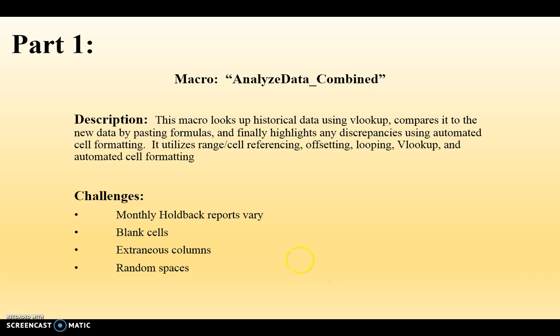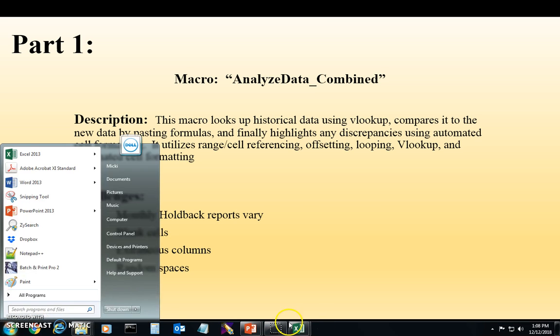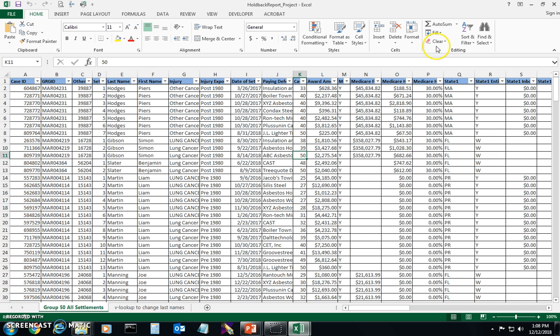Okay, so some challenges that I experienced. You could see there was a lot of blank cells. Sometimes there's extraneous columns that I'm not expecting. There's often random spaces in the headers, which obviously makes them different. And, you know, all of this can vary from month to month with what we're receiving. But let me show you how the first macro works.